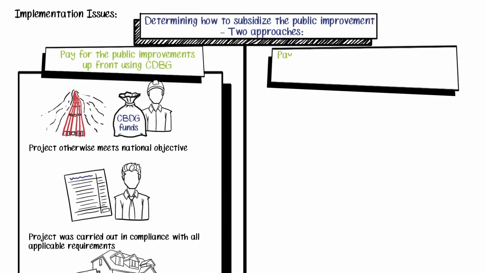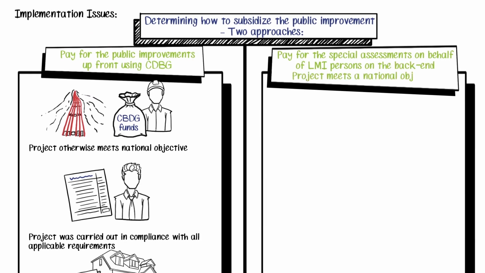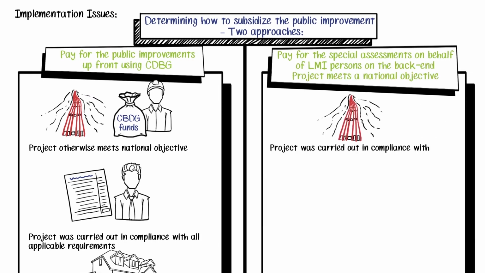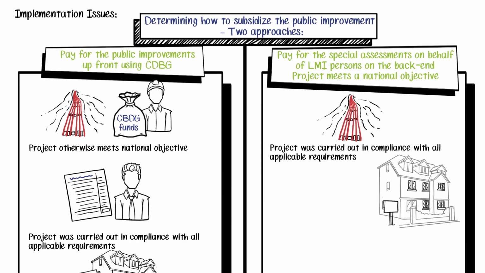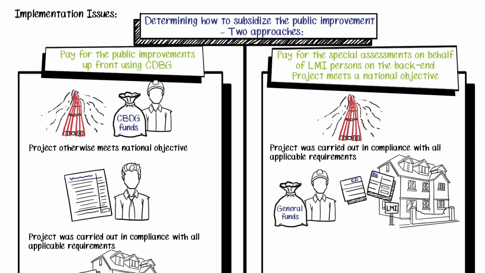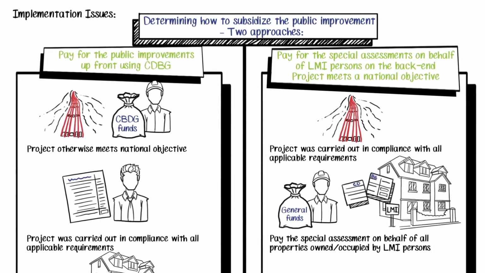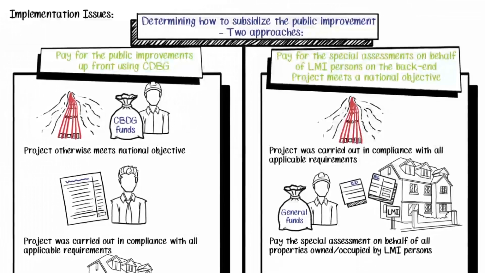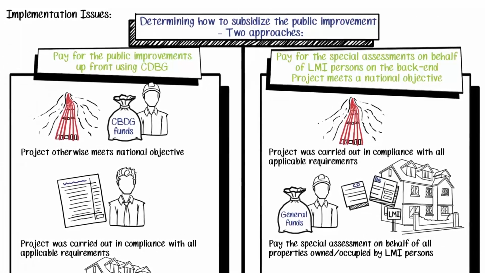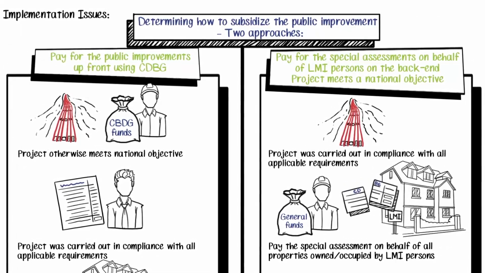Alternatively, a grantee could pay for the special assessments on behalf of LMI persons on the back end as long as the project meets a national objective and the project was carried out in compliance with all applicable requirements, such as environmental, citizen participation, and Davis-Bacon. The grantee would then pay the special assessment on behalf of all properties owned or occupied by LMI persons, or the grantee could just pay the assessments of low-income persons if there is insufficient funding to assist the moderate-income persons.